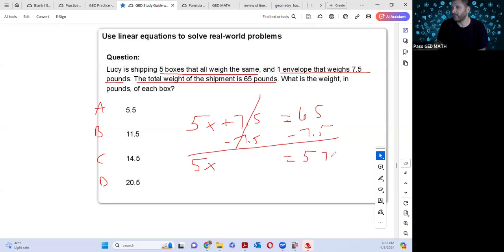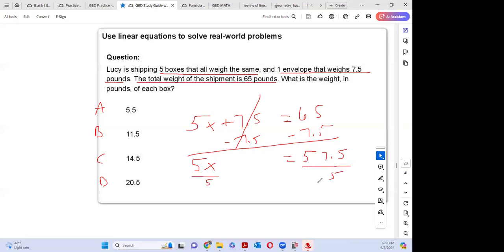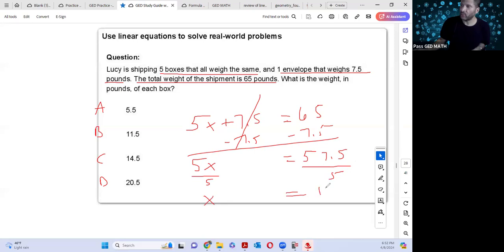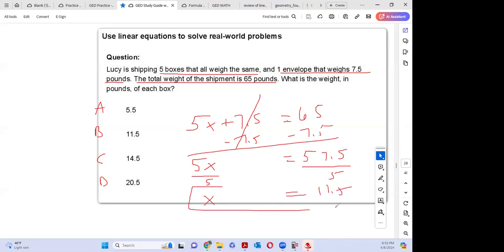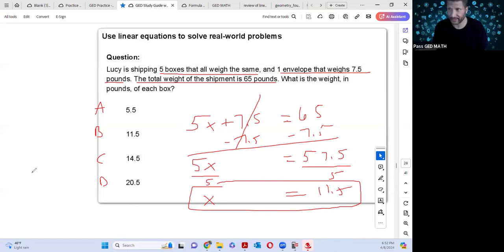Yep, 57.5. 64, 65. Yep. X is not by itself. This becomes a one-step algebraic equation. Divide both sides by 5. I get x equals 11.5. Yeah. That is how you solve it algebraically.